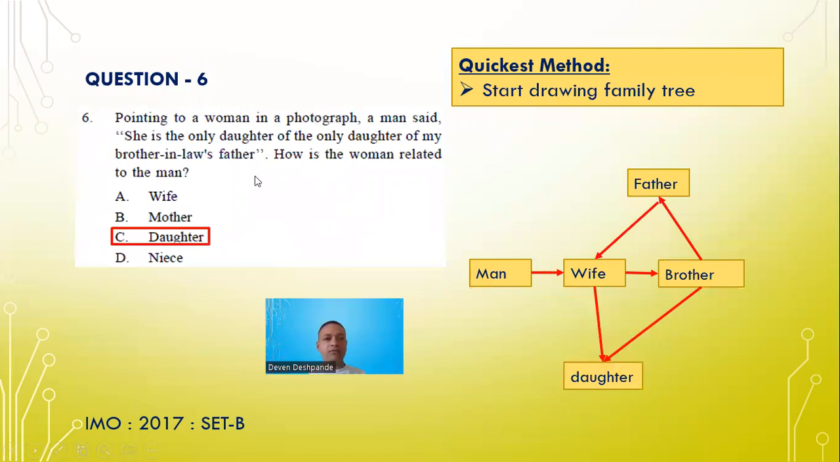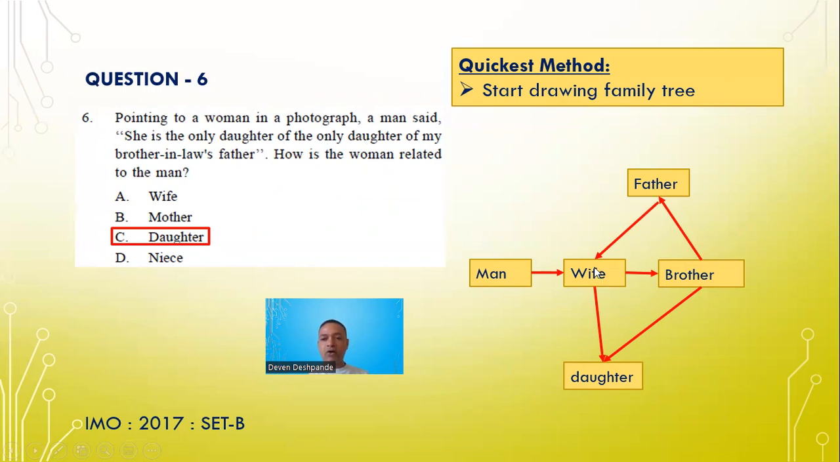Okay, next question. Pointing to a woman in a photograph, a man said, "She is the only daughter of my brother-in-law's father," isn't it? How is the woman related to the man? So start drawing the family tree. So this is the man, and brother-in-law is wife's brother. So man and man's wife, and wife's brother is man's brother-in-law, isn't it? And brother-in-law's father, and she is the only daughter of this father.